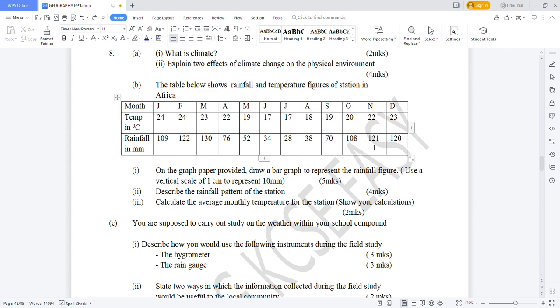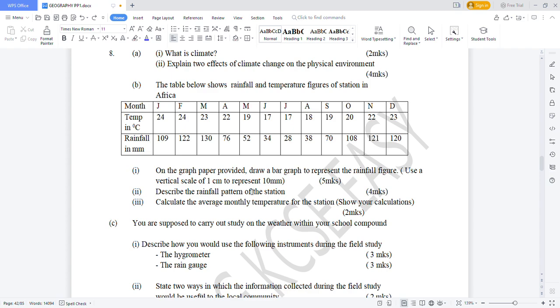Question 8, 2007, Geography Paper 1, Section B. Question 8 was talking about weather and climate. So the first question was, what is climate? You are told to define climate.